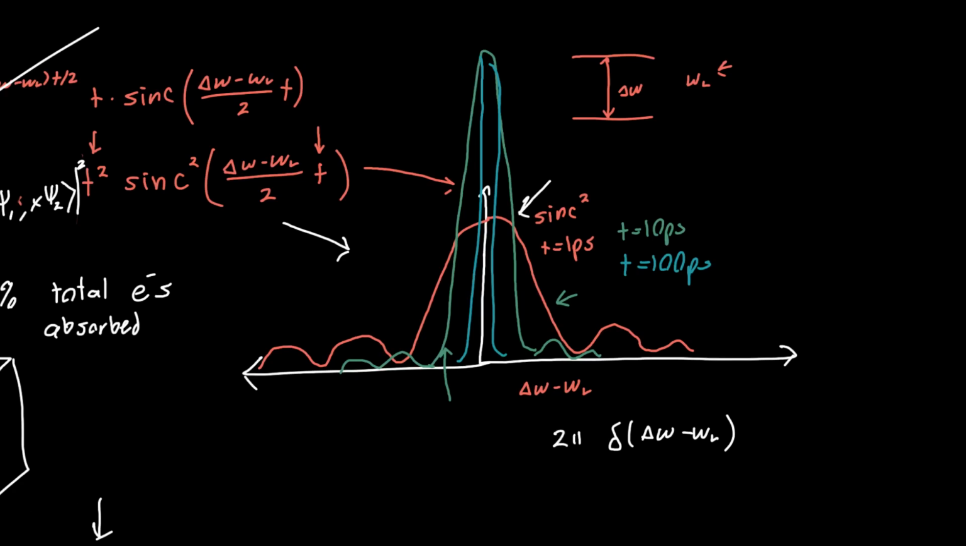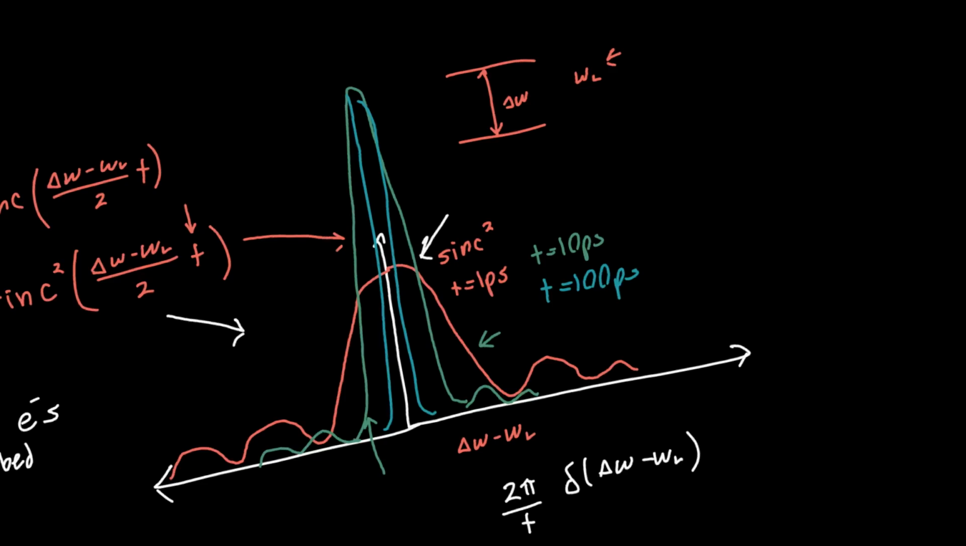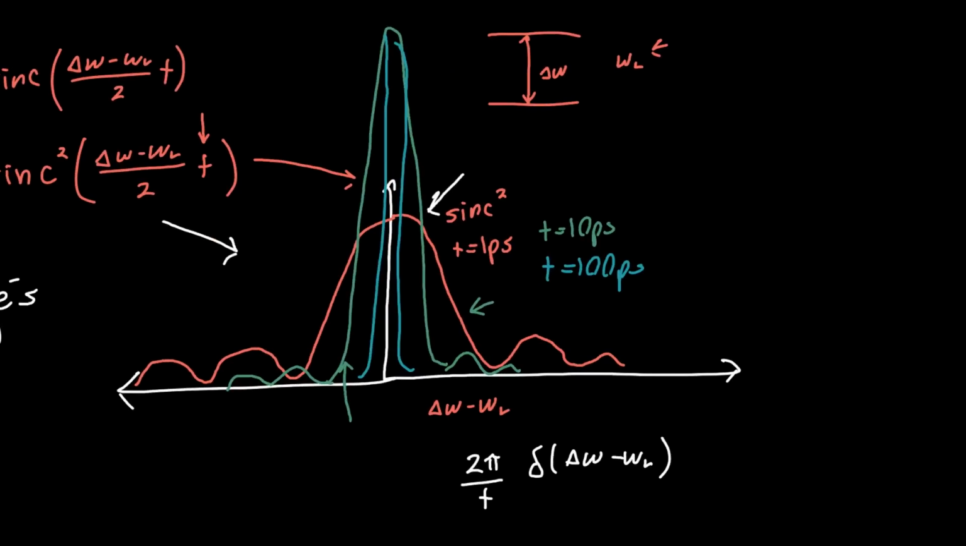And rigorously, it starts to look like 2 pi over t times a delta function. That's so that the units work out and everyone's happy. That's what this sinc squared delta omega minus omega L over 2t starts to look like as you let t become larger and larger. And yeah, it's sort of a hack. Like it's sort of just a mathematical trick that we're playing. But it's a pretty good one, and it turns out to give us pretty excellent results. So we're going to use it. We're going to use this hack.